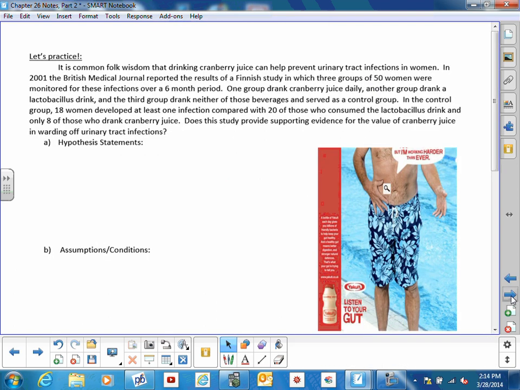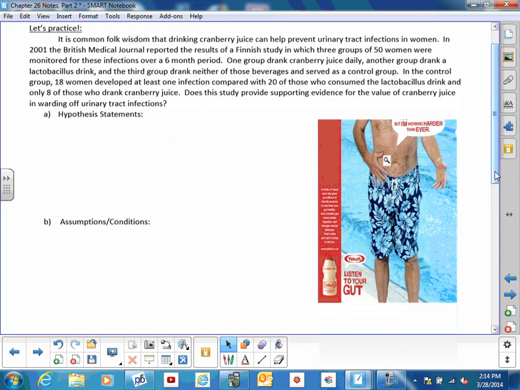Here we go. I know you're going to like this picture and you'll see what I'm talking about in a minute. It is common folk wisdom that drinking cranberry juice can help prevent urinary tract infections in women. In 2001, the British Medical Journal reported the results of a Finnish study in which three groups of 50 women were monitored for these infections for a six-month period.